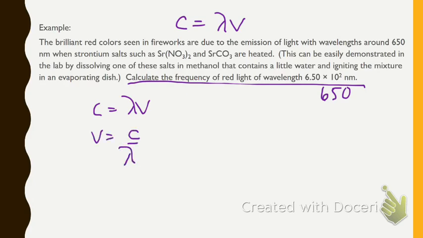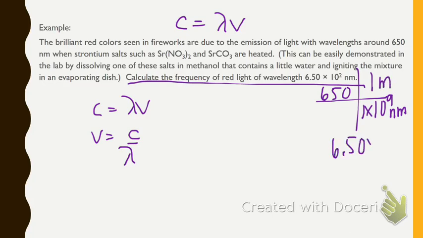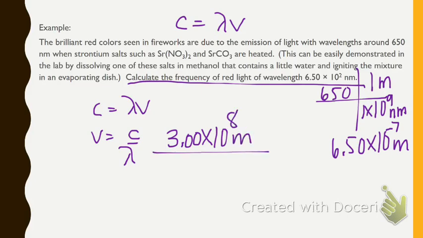But before we do that, I'm going to convert that into meters because my speed of light is meters per second, so my wavelength needs to be in meters. So 1 times 10 to the 9 nanometers is equal to 1 meter, so that's going to be 6.50 times 10 to the negative 7 meters. I'm going to plug that in over here, 3.00 times 10 to the 8th meters, and that's going to be over 6.50 times 10 to the negative 7 meters.